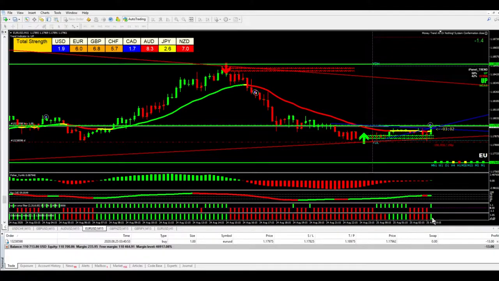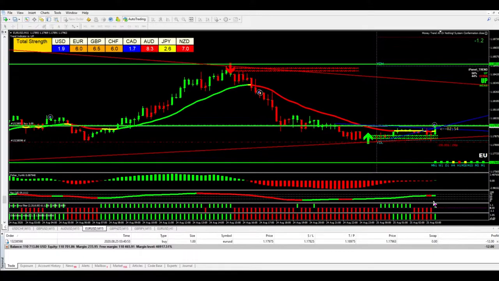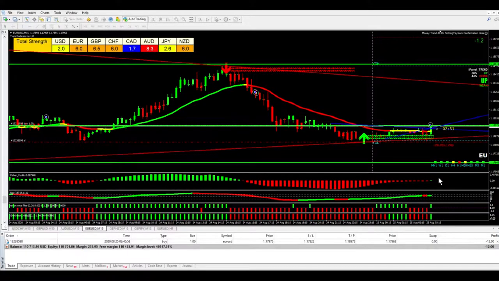But this is my Nadex template. It's all or nothing, money on the floor. And basically all of it has to be lined up. RSI, stochastic, oscillator, even the GG trend bar, candles, everything. So once we have that, it's a go.